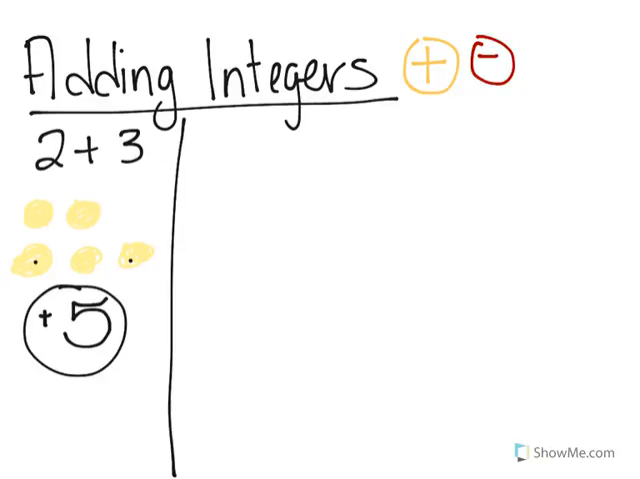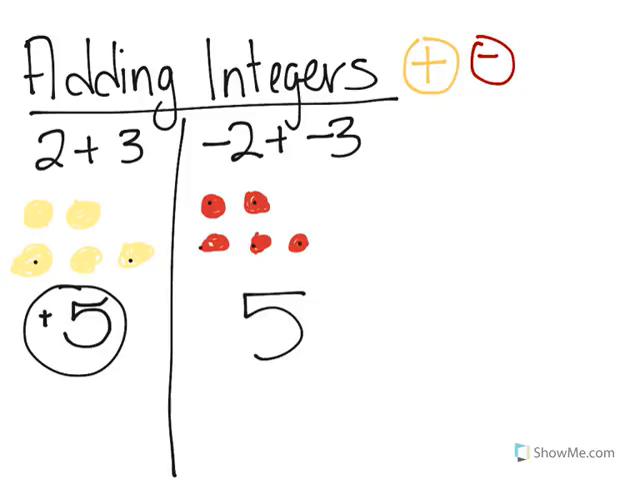Same sign. Let me try another one. Let's say negative 2 plus negative 3. I have two negatives, 1, 2, and I'm adding 3 negatives, 1, 2, 3. So my total is 1, 2, 3, 4, 5, but they're red, so it's a negative 5.